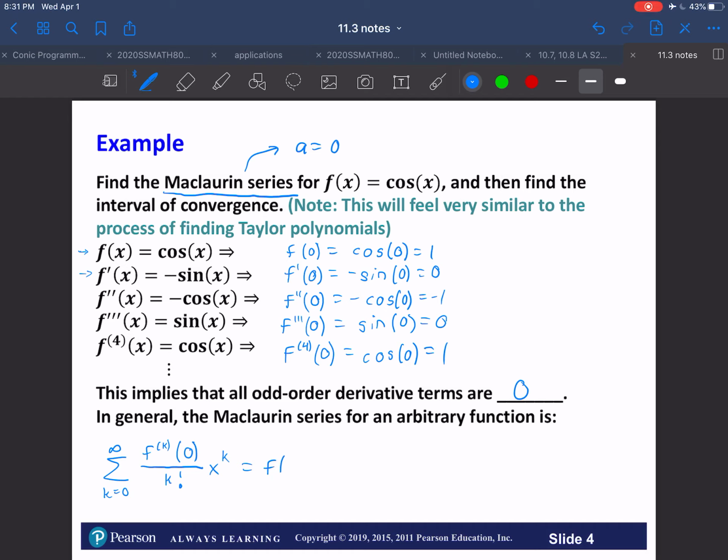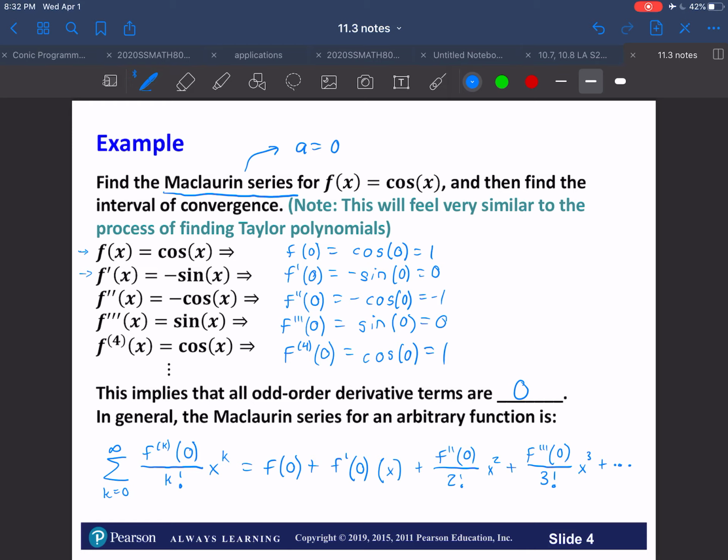We can write this out. We can say this is f of 0 plus f prime of 0 times x plus f double prime of 0 divided by 2 factorial times x squared plus f triple prime of 0 divided by 3 factorial times x cubed plus, and this extends forever on. So this is the general way that we write a Maclaurin series for just an arbitrary function f of x. We're now going to use this to write down our Maclaurin series for cosine of x.